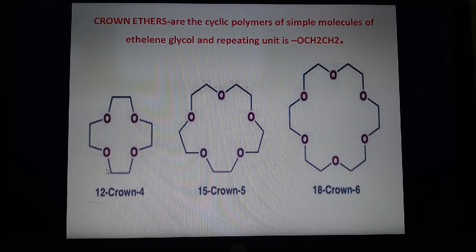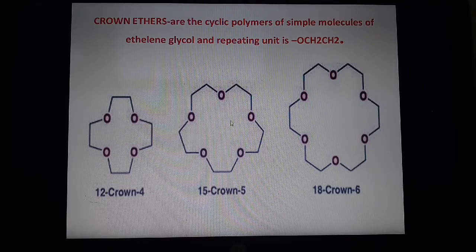Here 12 indicates the total number of oxygen and carbon atoms is 12. So if I have 1, 2, 3 and 4, 5 and 6, 7 and 8, there are 8 carbons and 4 oxygens, 1, 2, 3 and 4. So 8 plus 4 is 12. So 12 atoms are there, and this is crown of 4. So 12 crown 4.